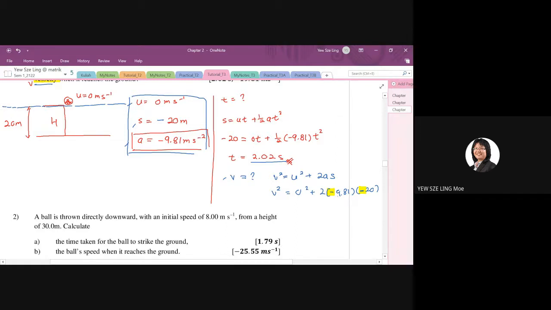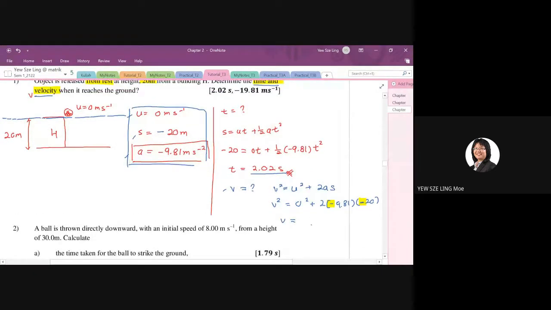Why? Because you don't know how to solve it. You got the wrong concept. Okay, you got the wrong concept. So in that case, even though your final answer is correct, okay, you got 19.81, you're still going to get 0 mark for the answer because you get the answer correct by coincidence. You don't understand the concept. Okay, kebetulan sahaja kamu dapat jawapan yang betul.